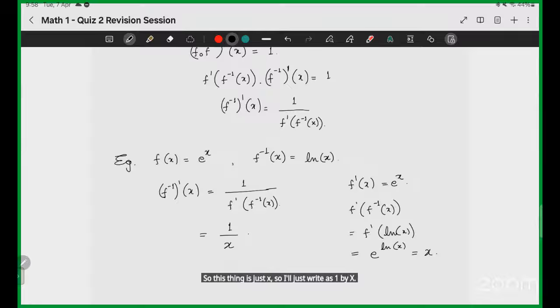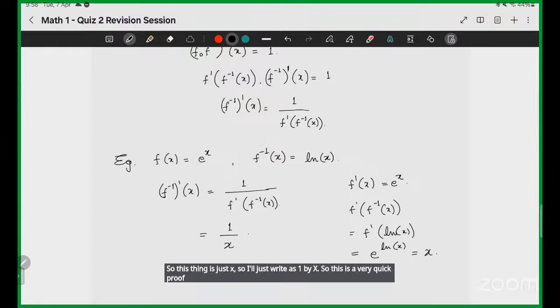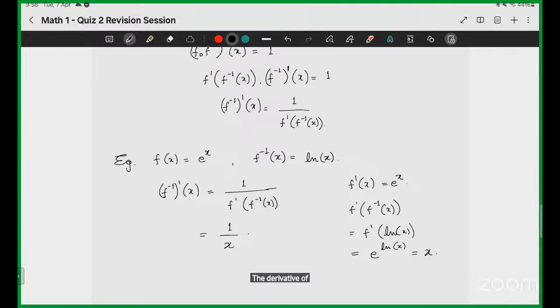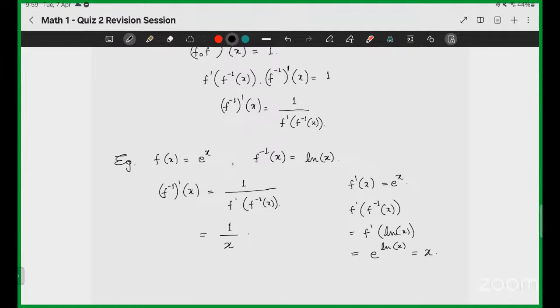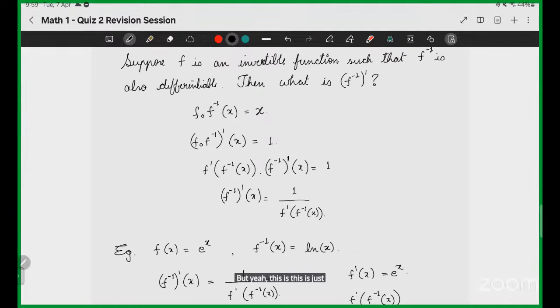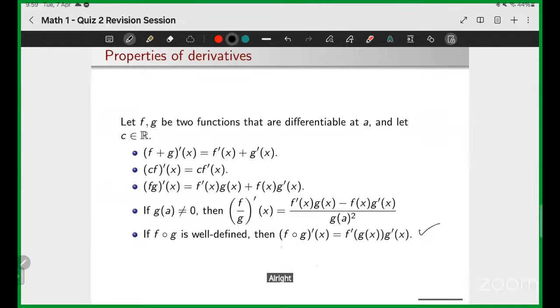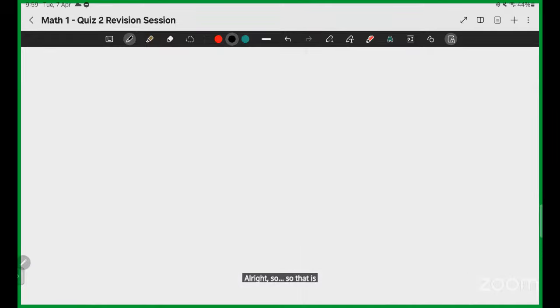So this is a very quick proof of why the derivative of log x is 1 by x, but there are things going on in the background. You should know what the derivative of e to the x is, and then that log is actually differentiable and all that. But yeah, this is just one application. All right, so that is the derivative of this.